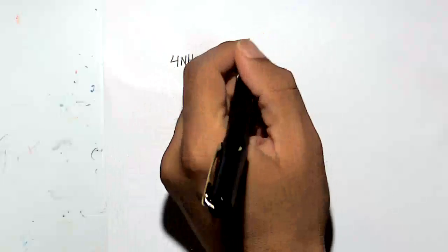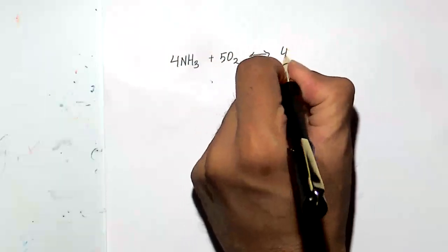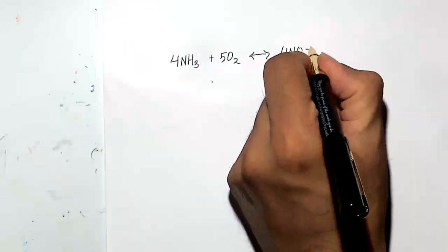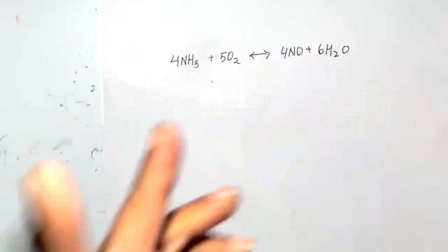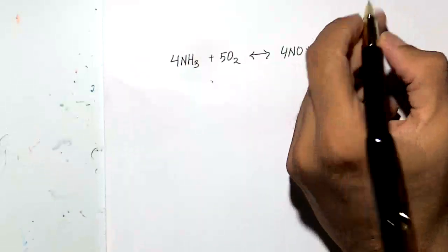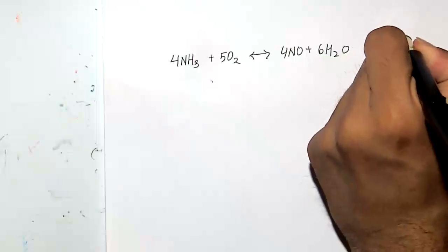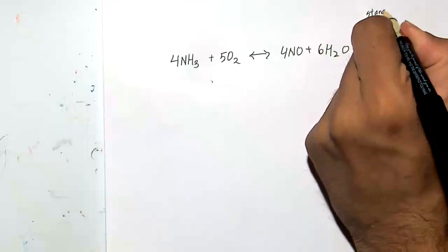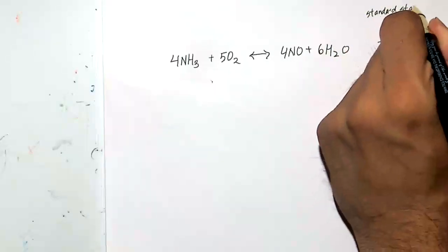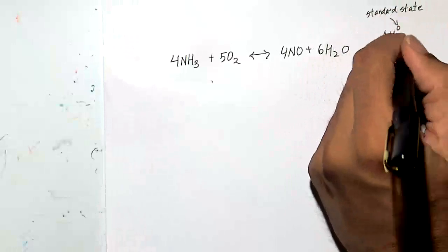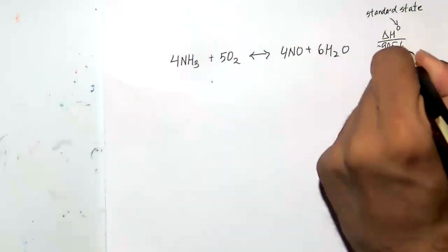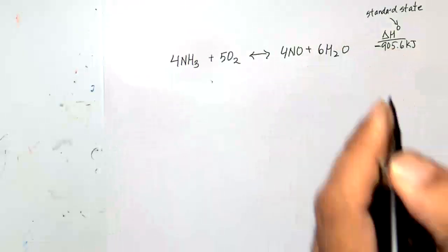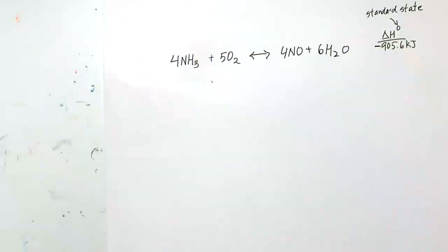So the equation has already been balanced for you. All right, and they even tell you that this has an enthalpy at standard state, of about minus 905.6 kilojoules. So what does that minus sign tell you? Okay, it's an exothermic reaction.